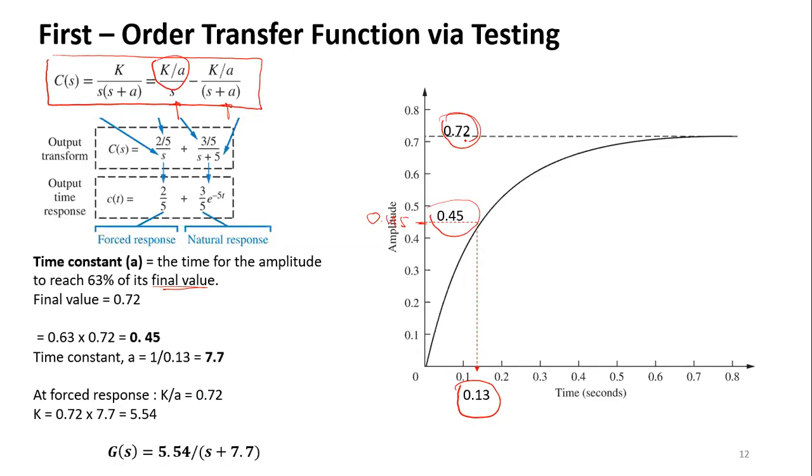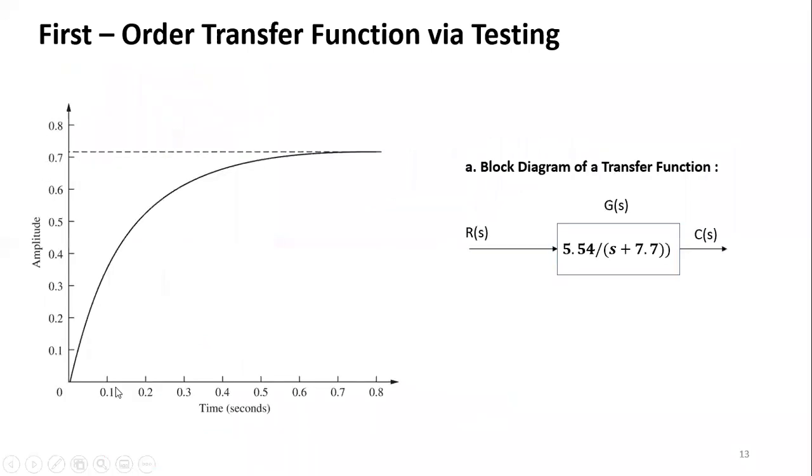So how do we find K? K is equal to 0.72, which is the final value, times 7.7, which is 1 over the time constant of 0.13. So you will get the value of K as 5.54. From that, we can estimate that the transfer function for this system that produces this output is G(s) equals 5.54 over s plus 7.7. This is the block diagram of the transfer function, G(s) equals 5.54 over s plus 7.7.